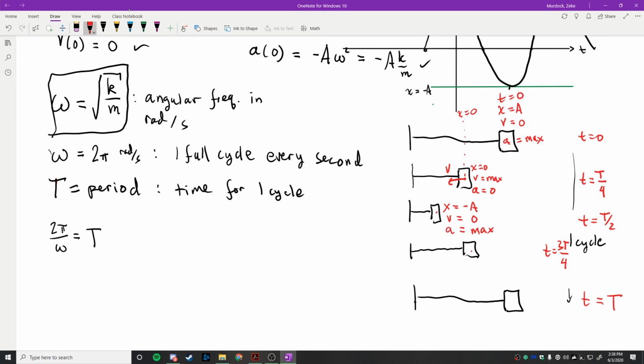When we get down to this position here, we're going back through the middle again, so now we get velocity in this direction. This is v equal to v max. And other things are the same, so x equal to 0, a equal to 0. Notice that when x is 0, a is also 0. And finally here we get back to where it repeats: x equal to A, v equal to 0, and acceleration equal to maximum. And that's it. That's simple harmonic motion right there.